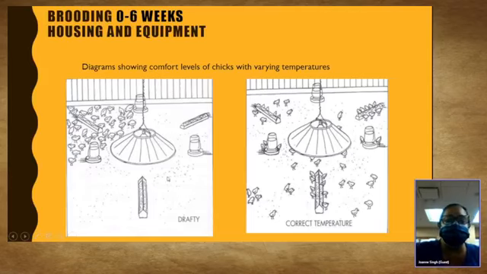Another one here shows that if there's a draft coming in this way, the chicks are moving away from the draft and they're in one corner here. You don't want that either. This is what you are aiming for, where all the chicks are evenly distributed, and it shows that it is the correct temperature. You do not have a thermometer here, but you are seeing by the behavior of these birds that they are comfortable, and it's probably more or less the correct temperature. So you can tell by just looking at them.